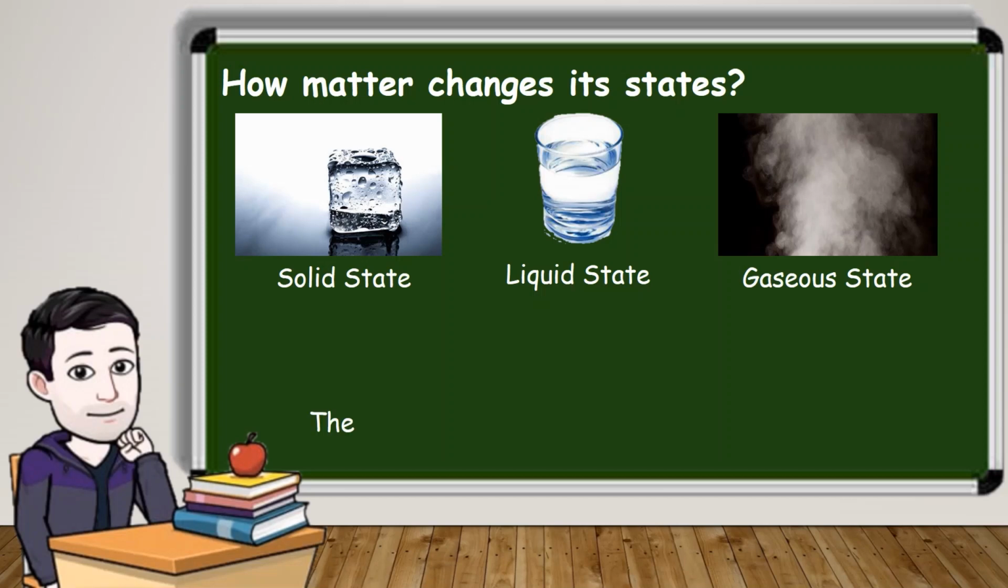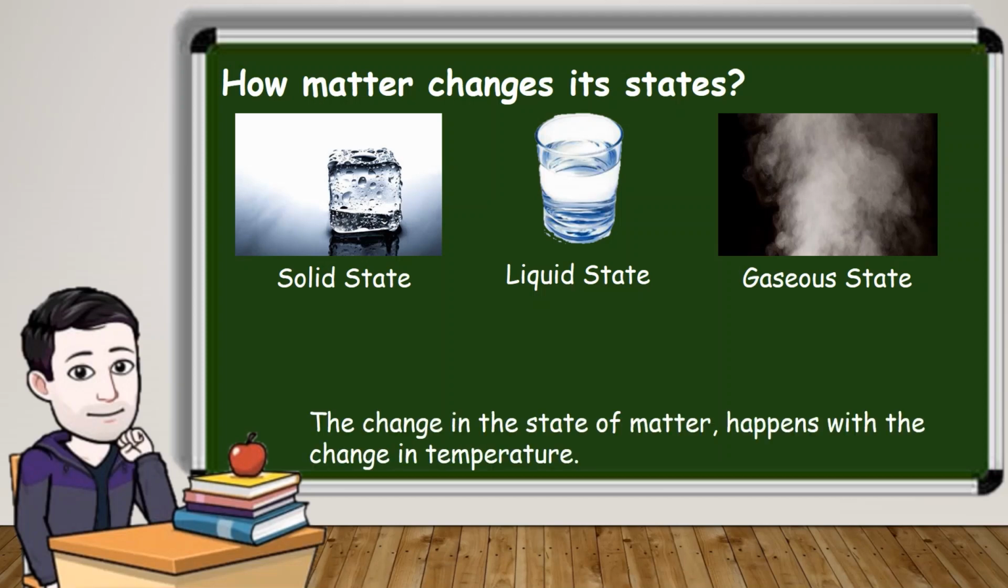The change in the state of matter happens with the change in temperature. At room temperature, water is in the liquid form. When you increase the temperature, it starts to boil and changes its state to vapor. While, when you cool down the temperature of water, it becomes ice. This is like a reversible cycle.